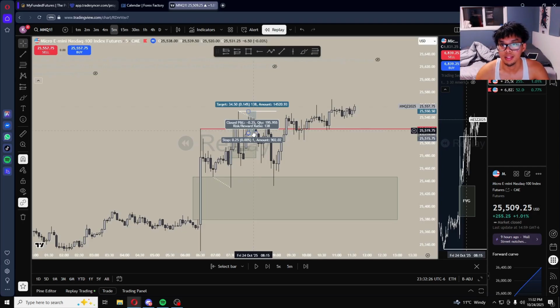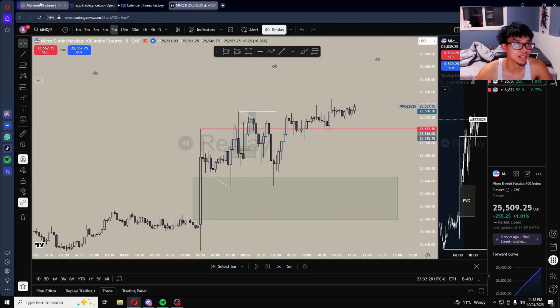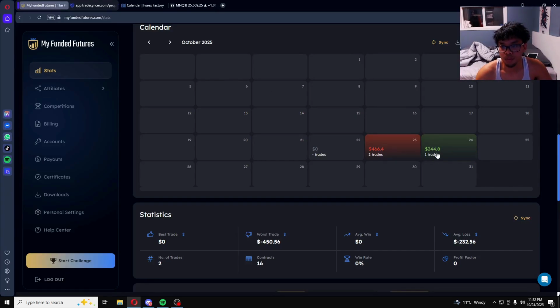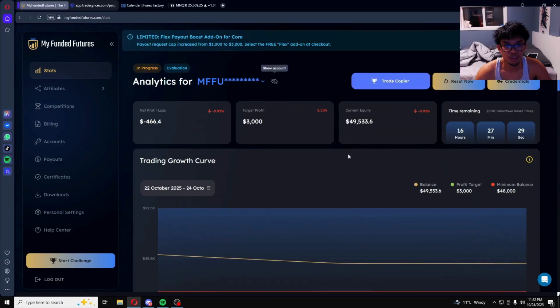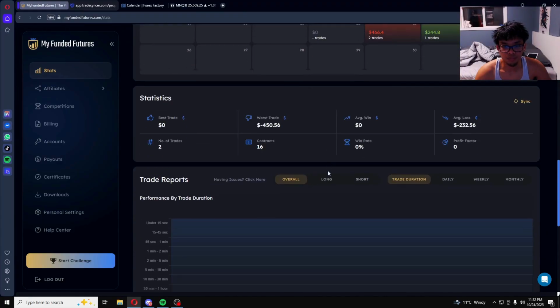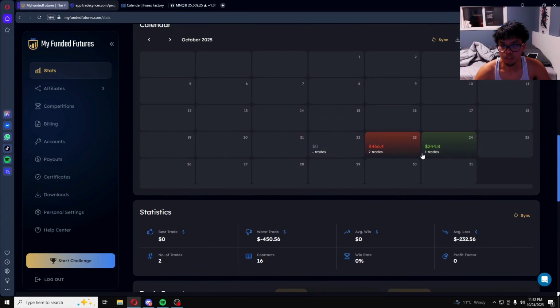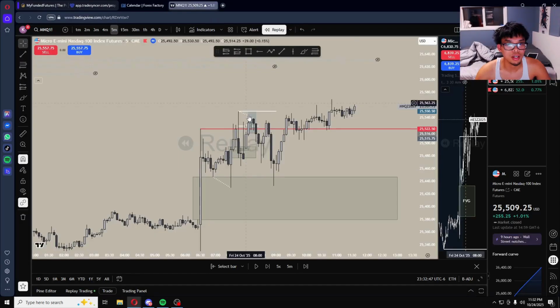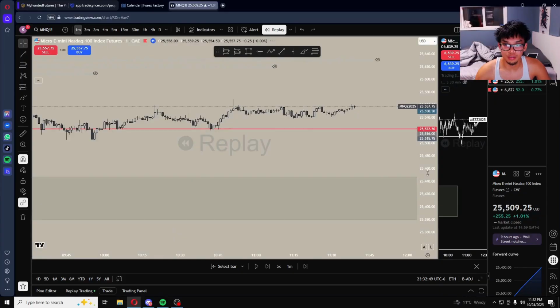And so yeah, that is my trade for today. We are up 244 on that day. Not a huge W, right? We didn't hit full TP. I don't know why it still says 466, but yeah. That is my trade for today, 244. I should have took that first trade.